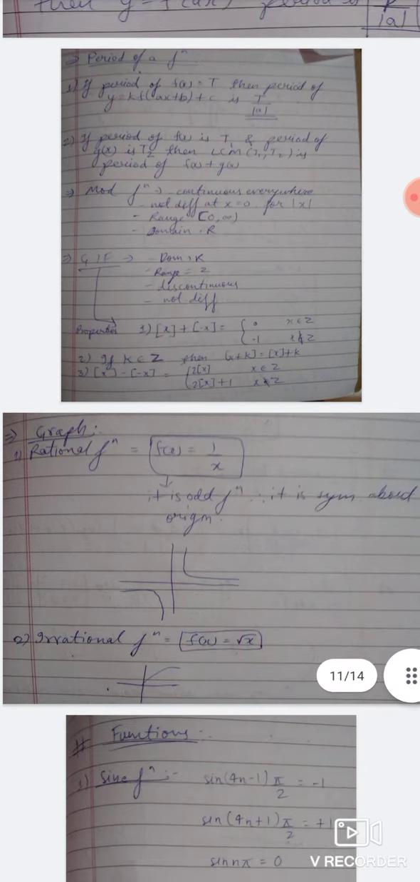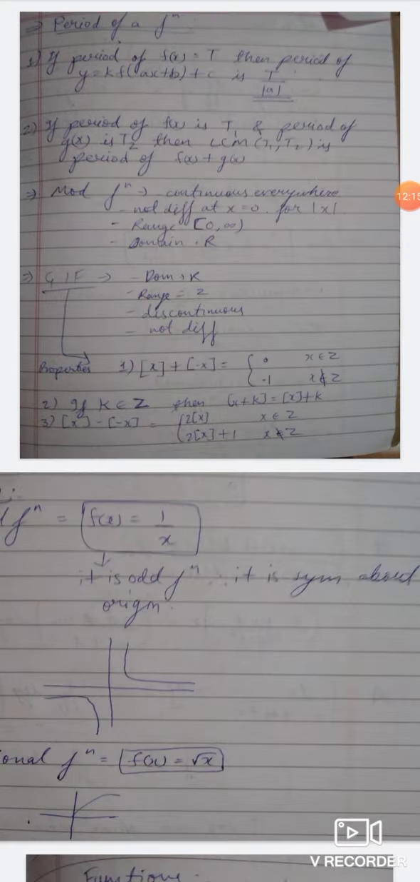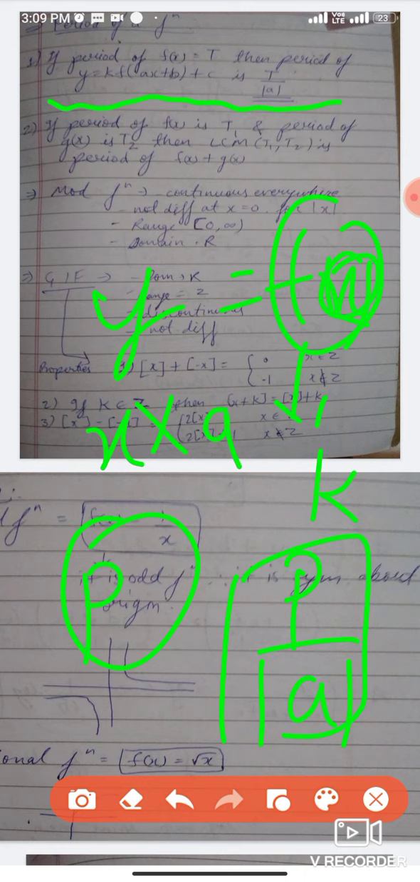Now moving on to the period of a function. These are the conditions that you have to memorize: if the period is p, and the whole function y equal to f(x) is multiplied by k, then the period remains the same as p. But if the inside value, meaning x, is multiplied by some number, then the period is divided by the mod of the same number. Even if something is added to x, the period will never change.